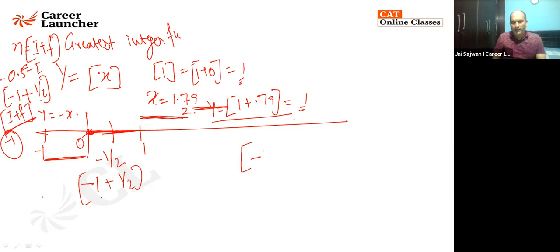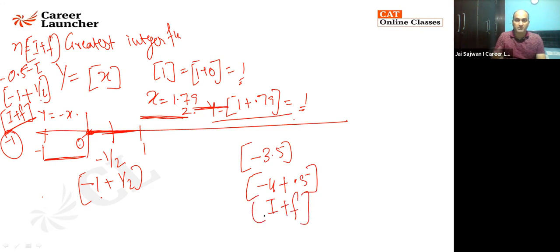For example, if you are writing -3.5, listen carefully. This is -3.5. I will write it as -4 plus 0.5. Look here, this is also coming out to be integer plus fraction. You are not doing minus, you are doing plus. So what is the greatest integer that is coming here?